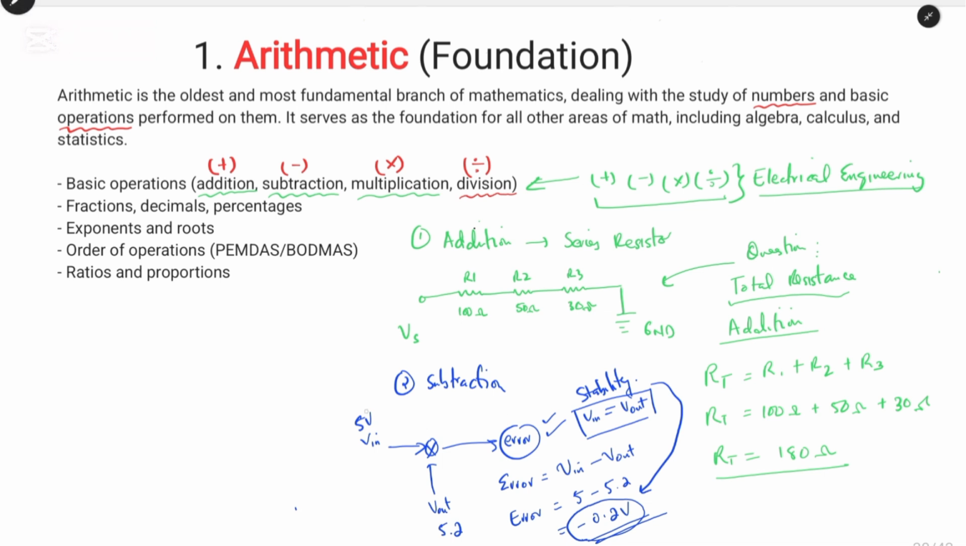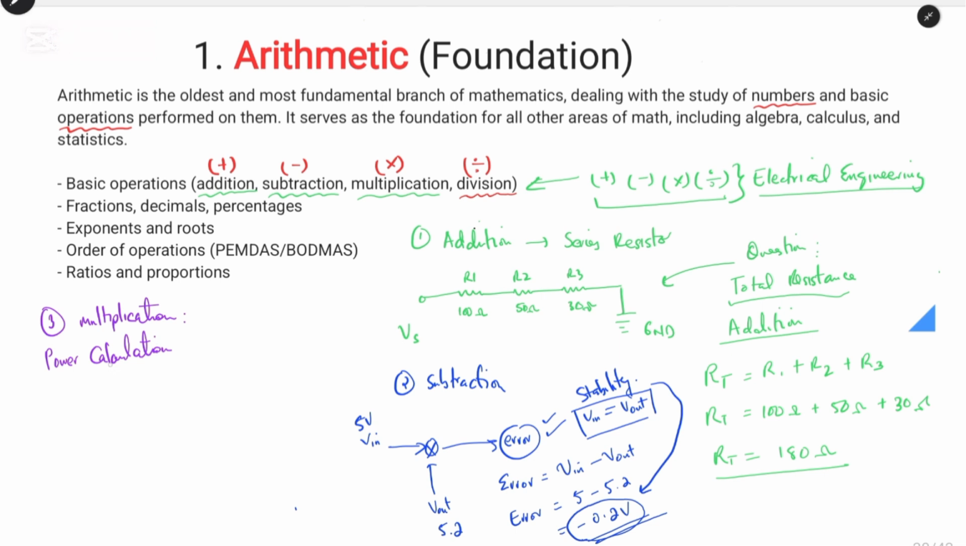So the subtraction is performed in a control system, and the addition can be applied to Kirchhoff's current law, Kirchhoff's voltage law, or adding a series resistor connected in an electrical circuit. Thirdly, we now have multiplication. Multiplication, for example, in power calculation.